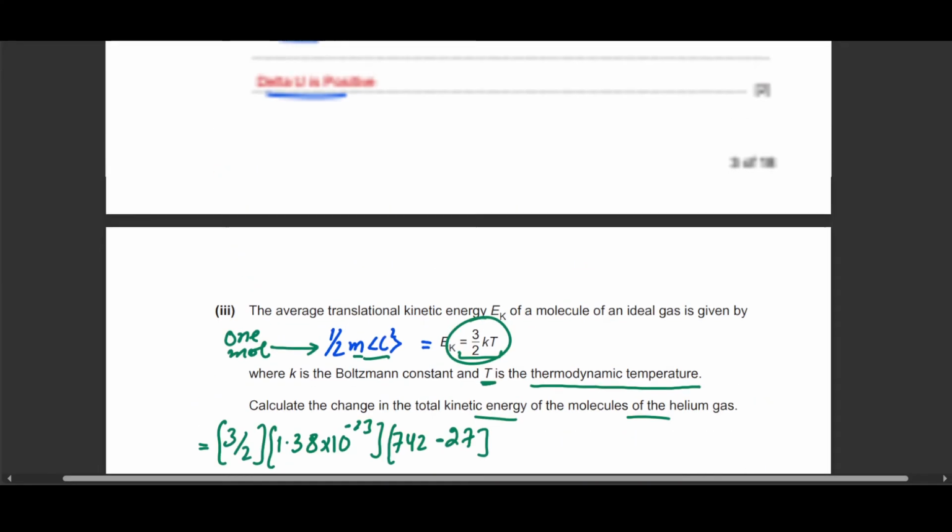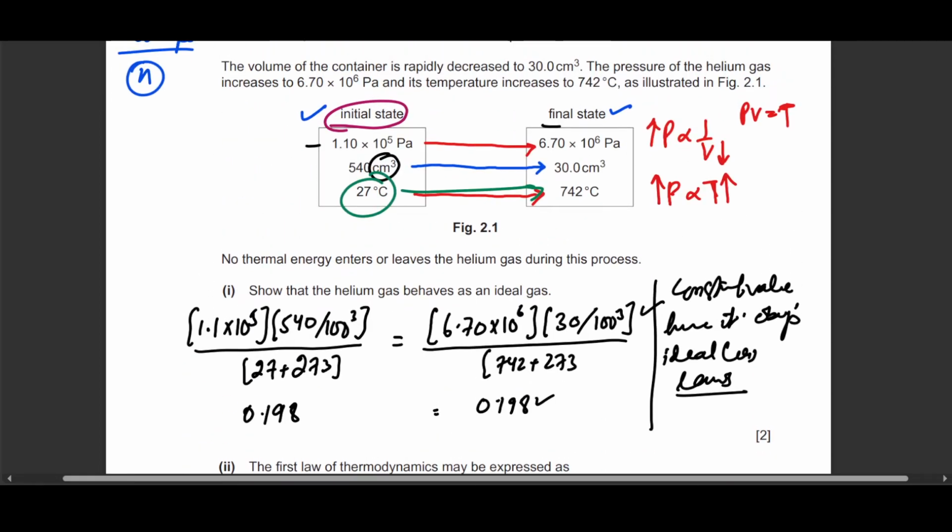Now notice, why am I not converting this into the Kelvin scale? Even if you do that, this is going to be a change in temperature, so this is T final minus T initial. If you write 742 plus 273 minus 27 plus 273, then the negative sign gets multiplied by this number, so this 273 gets cancelled out. You're only left with 742 minus 27.